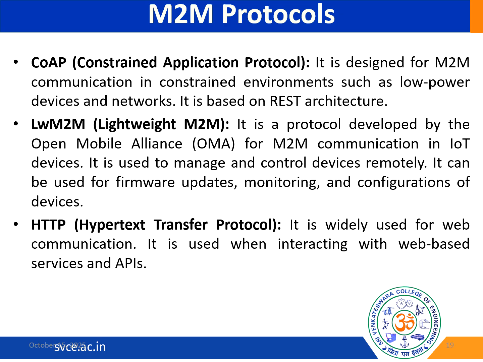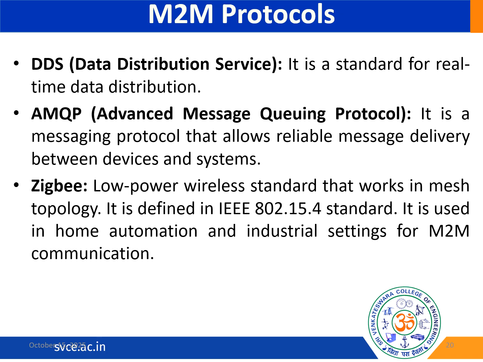Next we have the HTTP protocol. It's a very common protocol, widely used for web applications, and it is used when interacting with web-based services and APIs. Next we have DDS, which is the Data Distribution Service, a standard for real-time data distribution. And moving on to the AMQP protocol, the Advanced Message Queuing Protocol, it is a messaging protocol that allows reliable message delivery between devices and systems.